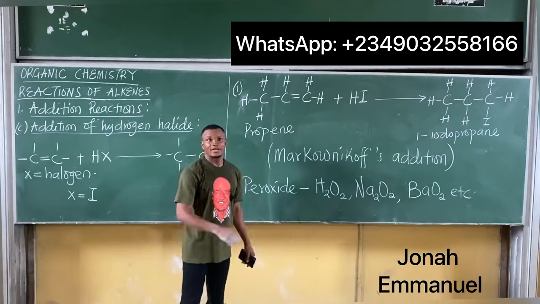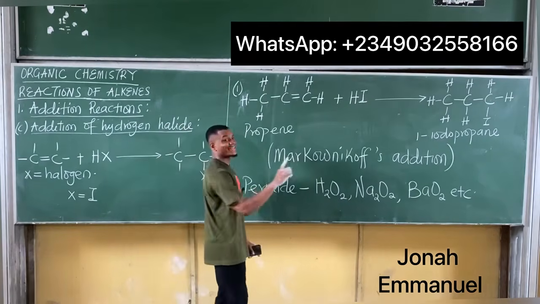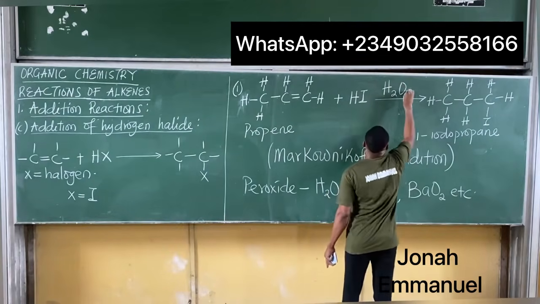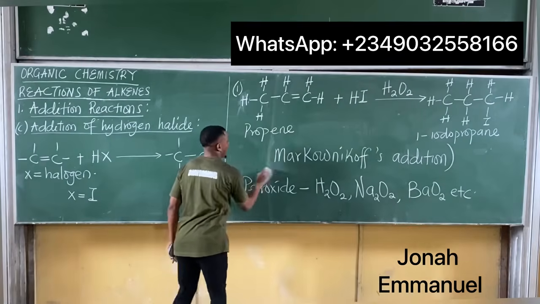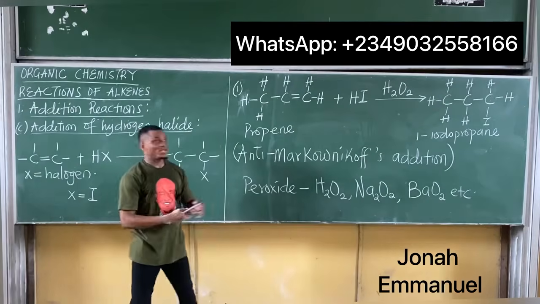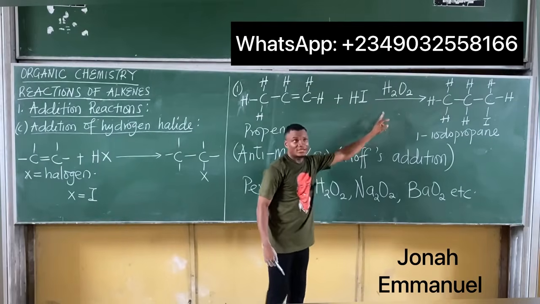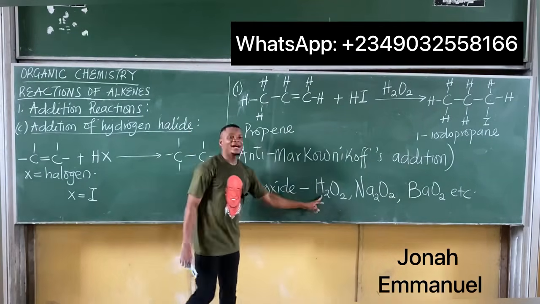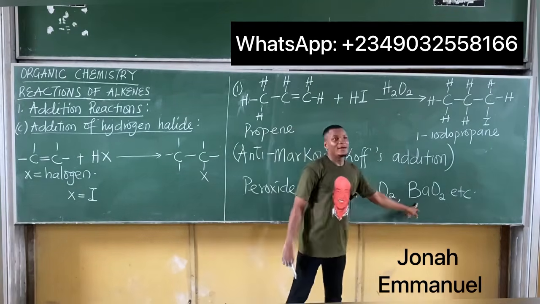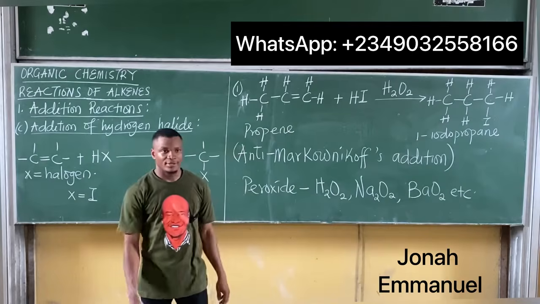So look up. What you have here is a Markovnikov's addition. For anti-Markovnikov, it is exactly the same thing. The difference is that I'll add a peroxide, H2O2. This one here becomes an anti-Markovnikov. So the difference between Markovnikov and anti-Markovnikov is the presence of a peroxide. The popular peroxides include hydrogen peroxide, sodium peroxide, and barium peroxide. So these are some of the peroxides you can use. That's it.